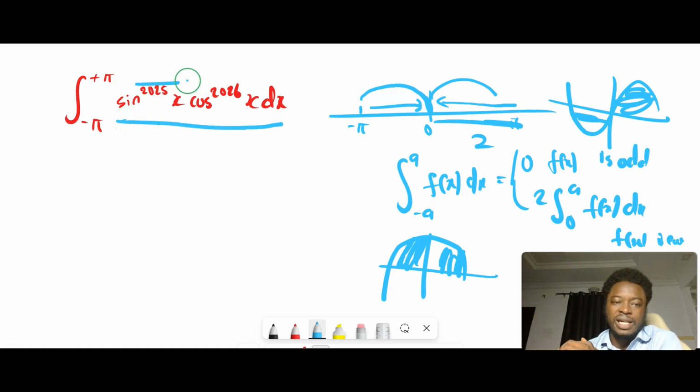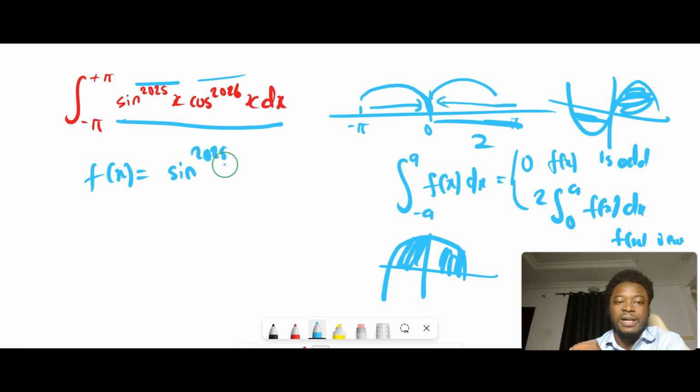Don't worry about the dates at the top, 2025 and 2026. They are basically just there to throw you off balance. So what we need to worry about is if this function, f of x equals sine of 2025x times the cosine of 2026x, is even or odd. Now let's check it out.